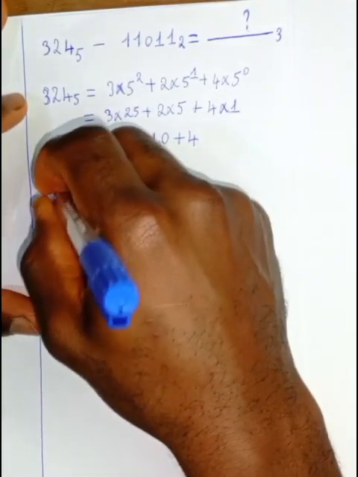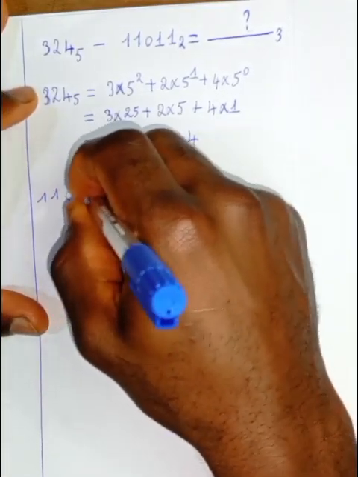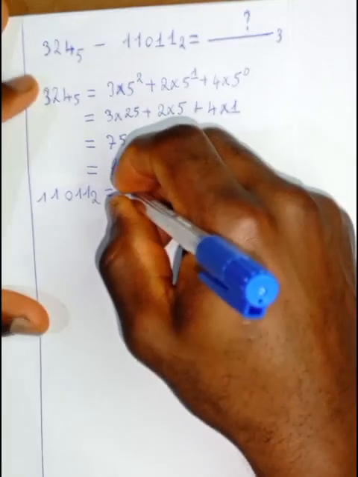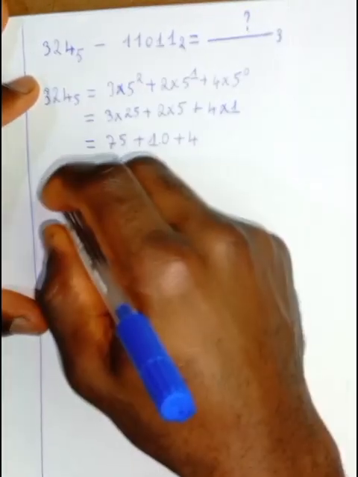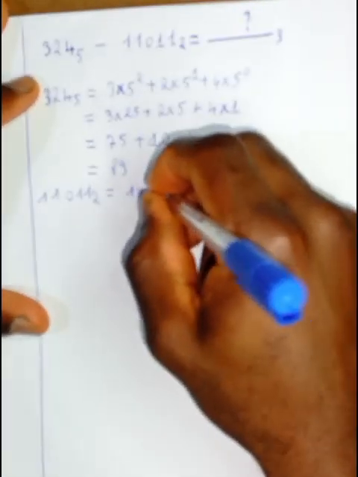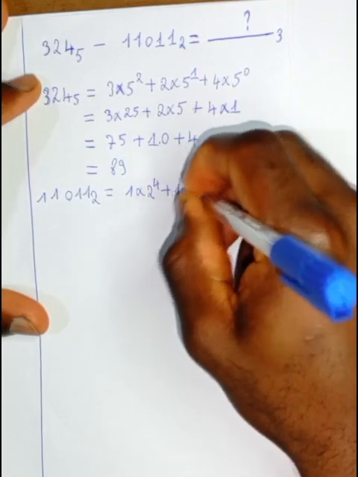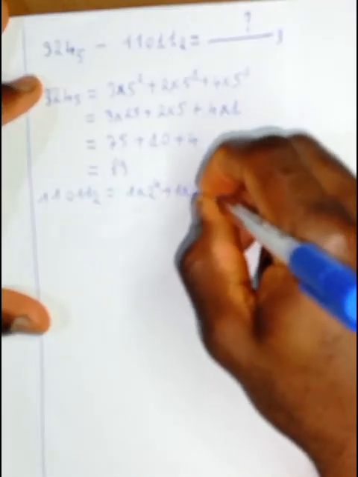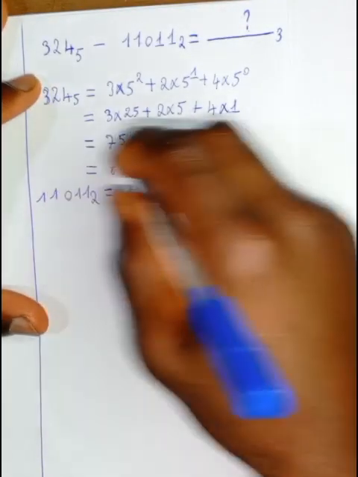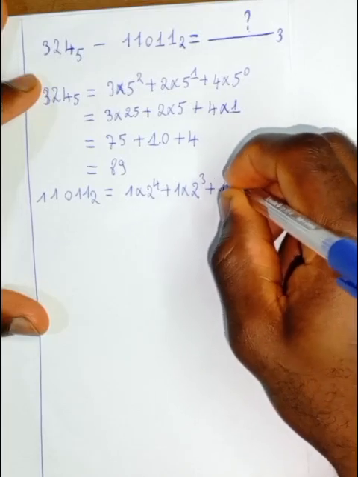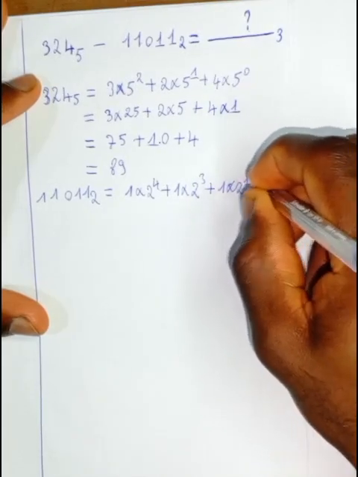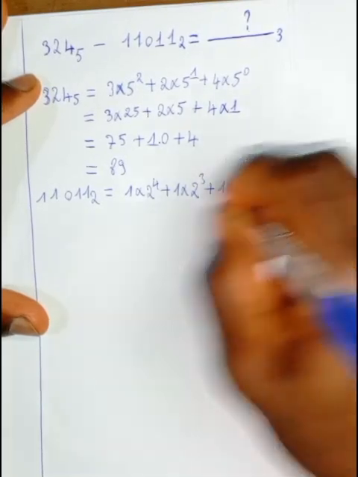Next, we have to change the number 11011 base 2 to base 10. This will give us 1 times 2 raised to the power 4 (1, 2, 3, 4) plus 1 times 2 raised to the power 3 plus the next digit is 0, we are going to leave it out, plus 1 times 2 raised to the power 1 plus 1 times 2 raised to the power 0.